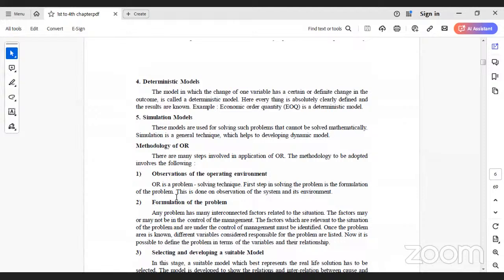Methodology of OR. There are many steps involved in the application of OR. The methodology to be adopted involves the following. What is the methodology?